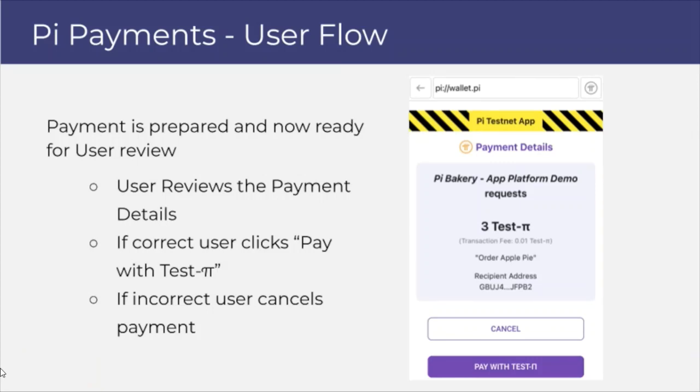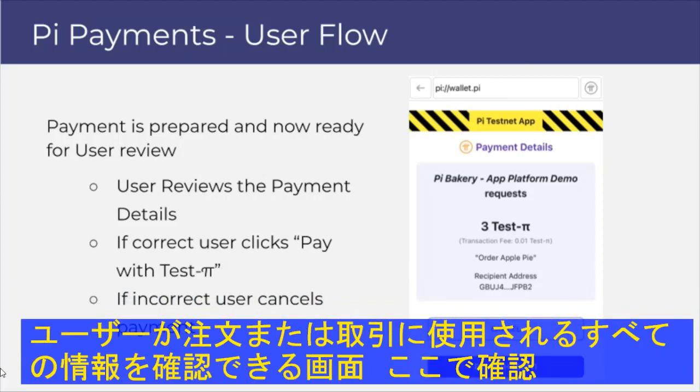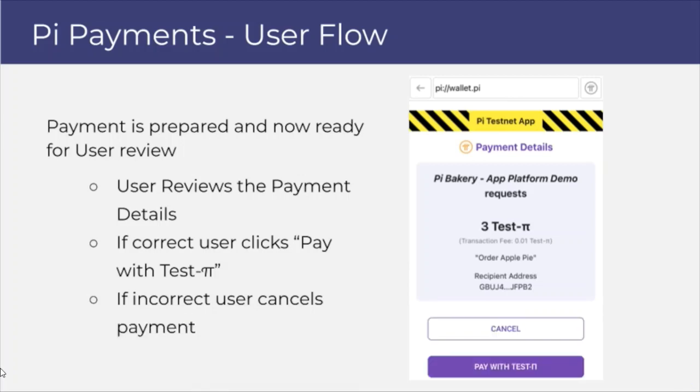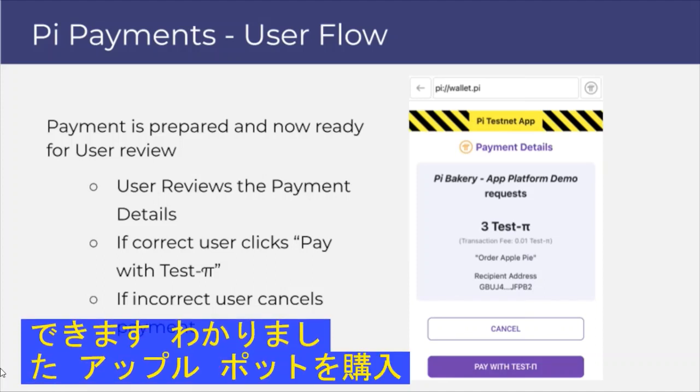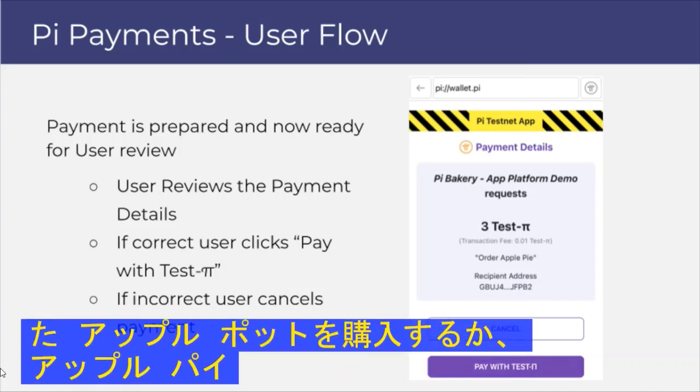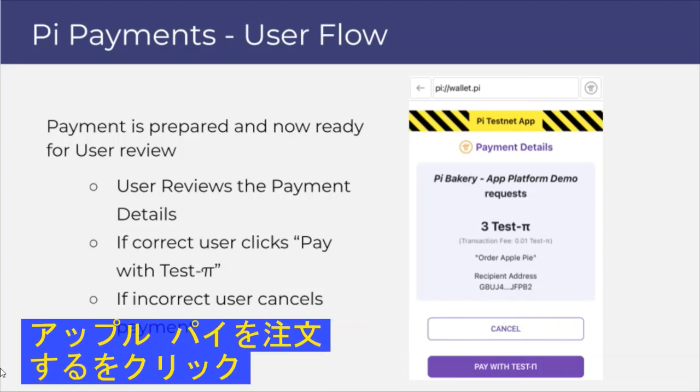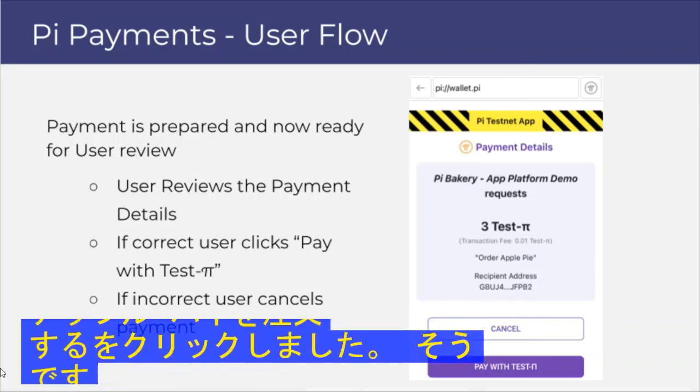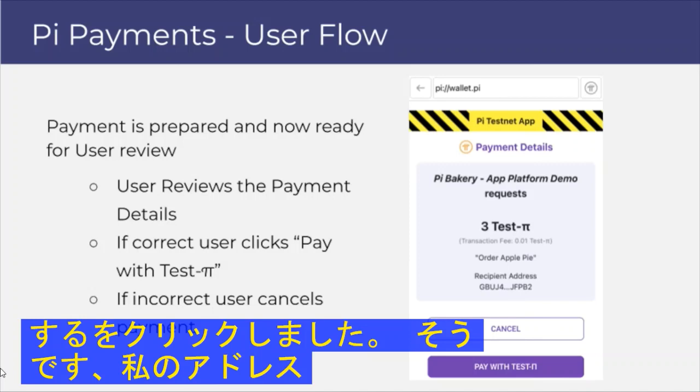Once the payment is built and ready, the user is displayed this screen. This is just a confirmation screen where the user can see all of the information that will go into the order or into the transaction. They can see here, okay, I clicked on buy an apple pie, or order an apple pie. That was 3 test pie. So I can confirm that that is right. And I've got that my address is here as well.